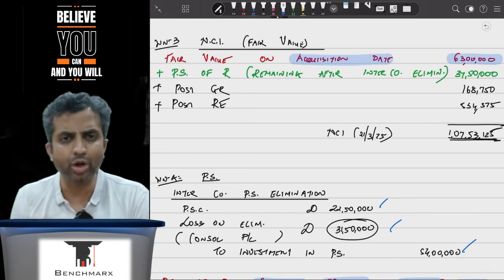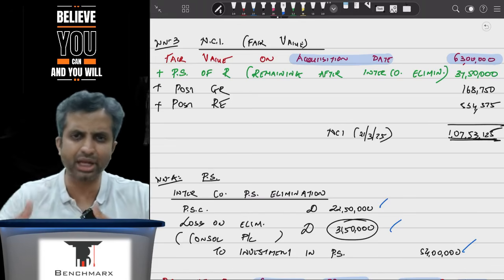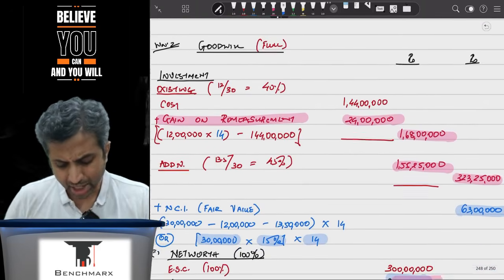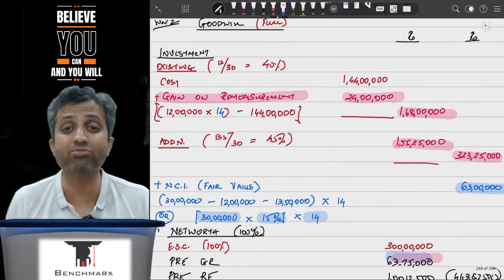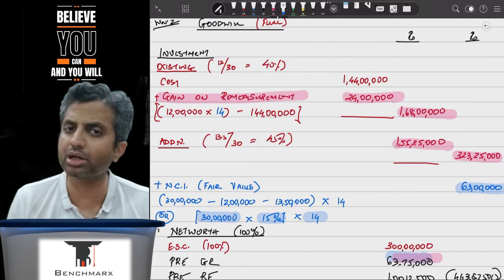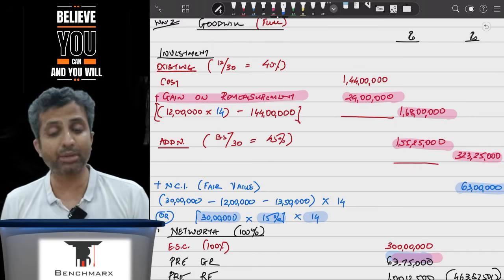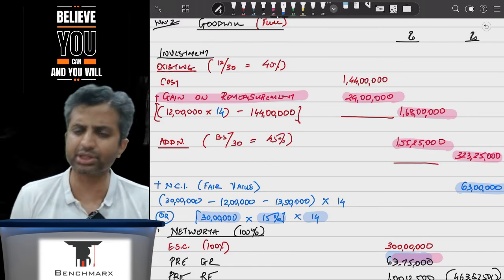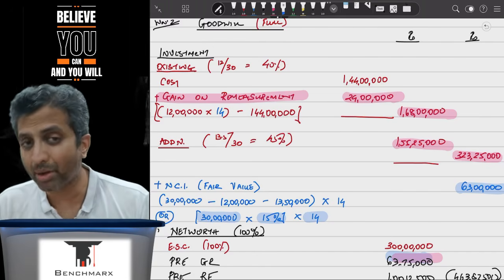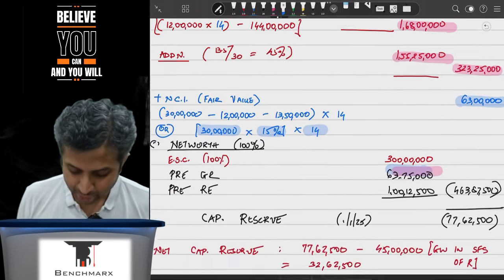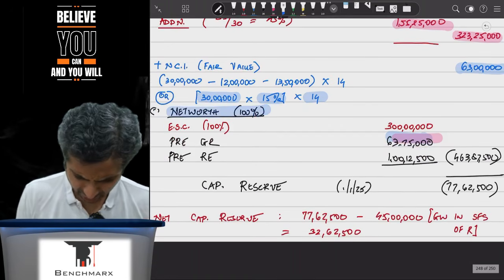Now, because NCI is calculated at fair value, we take your investment, that is PC, plus the NCI at fair value, minus net worth. Over here we cannot take any shortcut by taking only our share or 85% of net worth, because I am doing the investment for an 85% stake plus NCI for a 15% stake. I need to compare it with 100% of the net worth. So the working over here will be 100% of net worth.